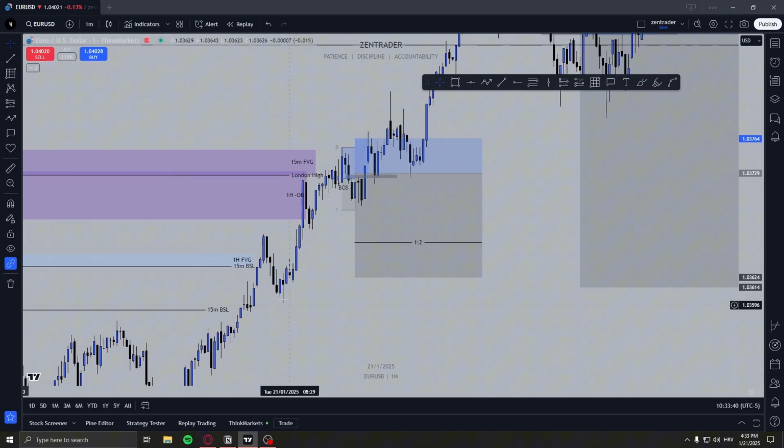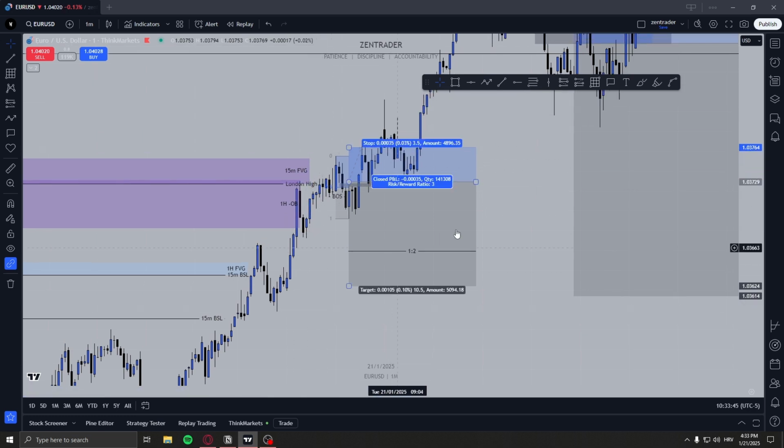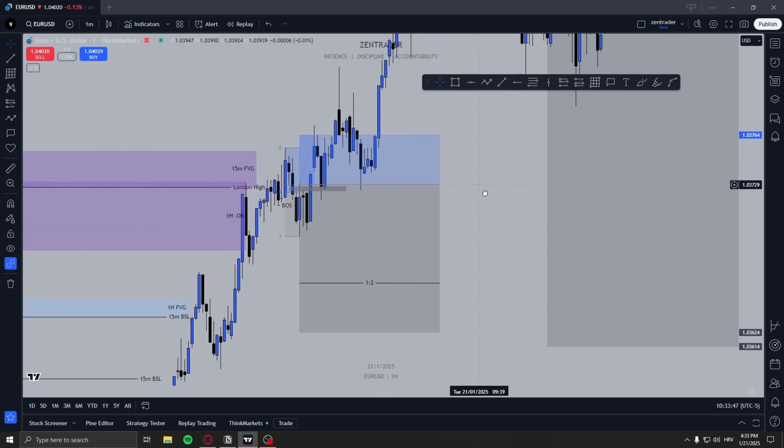No break structure, and then price moved up higher, swept the London high and reached into these two PD arrays. So I was looking for a short from there. I was looking for a break structure and a fair value gap, which we got right here.